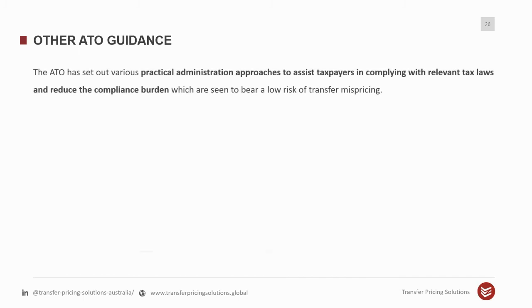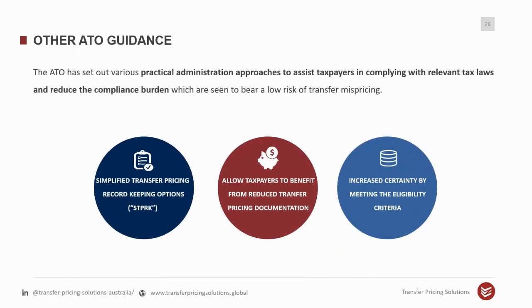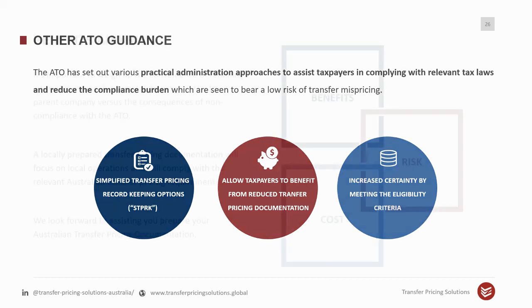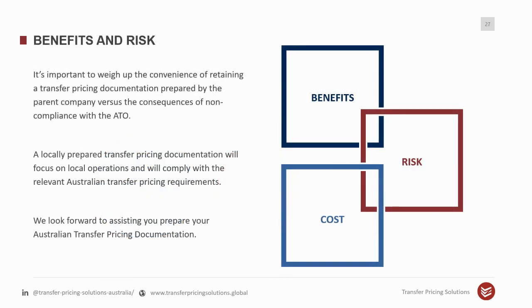Some of the other ATO guidance that is available: the ATO has set out various practical administration approaches to assist taxpayers in complying with the relevant laws and also reduce the compliance burden, which is seen as low risk. So we've got simplified transfer pricing record keeping options. That'll give you reduced transfer pricing documentation and increased certainty, but you do need to have met the criteria to be able to do that. So it's important to weigh up the convenience of retaining a transfer pricing documentation prepared by the parent company versus the consequences of non-compliance with the ATO.